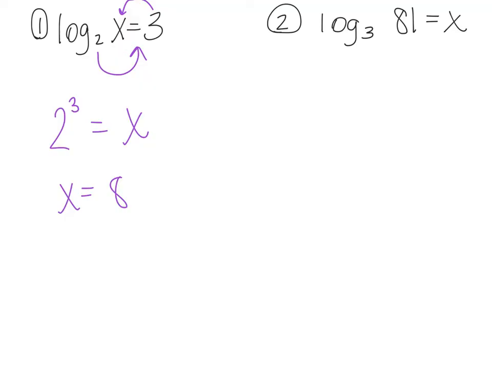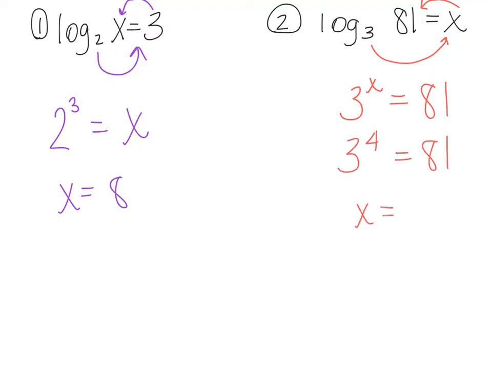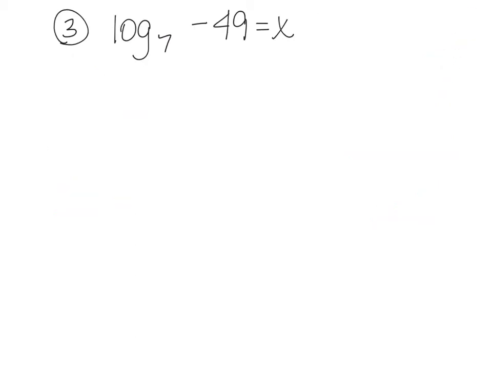So let's look at another one where my x is on the other side. I'm going to have 3 to the power of x is equal to 81. And I know that 3 to the power of 4 equals 81, so therefore x equals 4. I can check that again because I know that 3 to the power of 4 equals 81. So let's try this one.